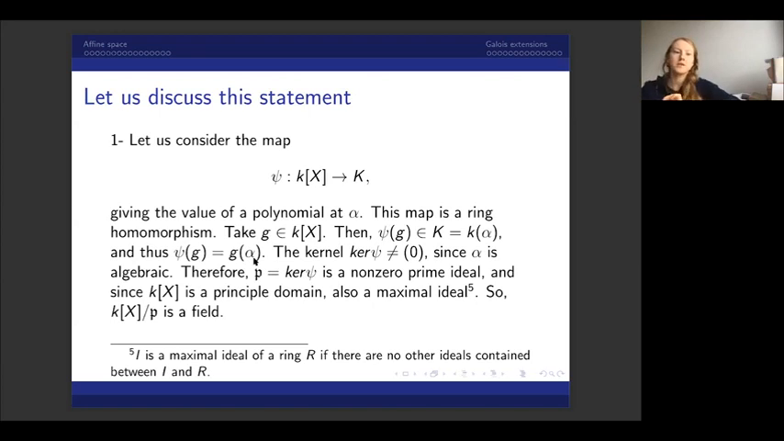Okay, so once we have established this, we can go further. So now we need to, so the classical tools is always to look at the kernel, prove that it's surjective, injective, and so on. So here we're going to look at the kernel. So the kernel of psi is not zero, it's not empty.